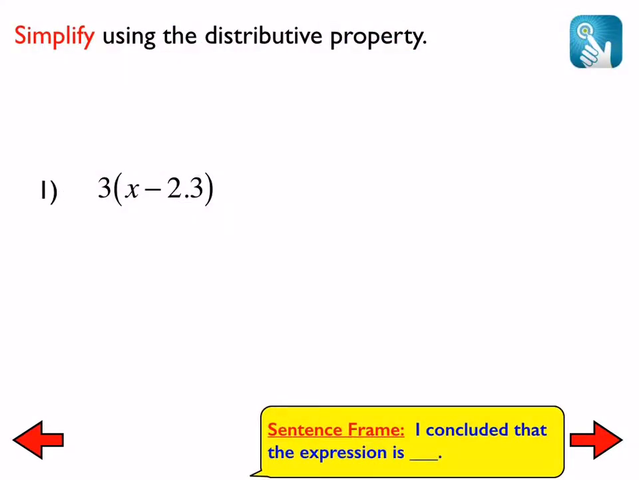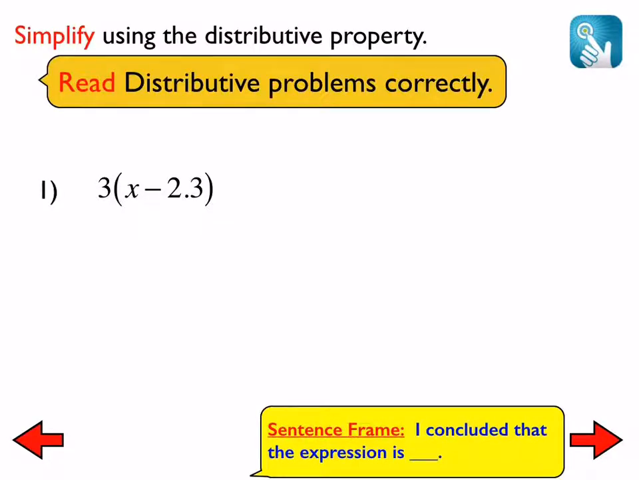Here's the first one for today. Everybody go ahead and do number 1. Using the distributive property from yesterday, we're multiplying 3 times the quantity of x minus 2.3. So we end up with 3x minus 6.9. So 3 times the quantity of x minus 2.3 is equivalent to 3x minus 6.9.